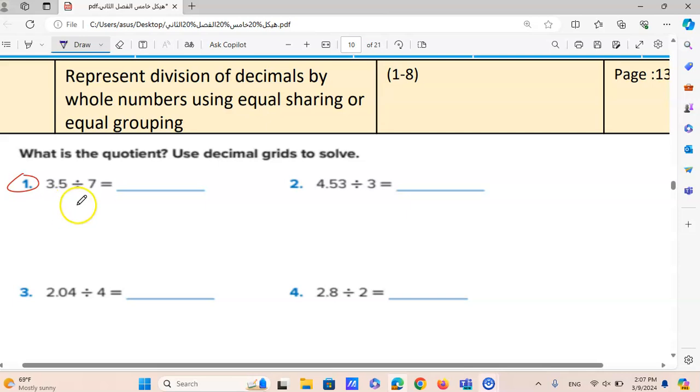Now here is an easy one. As the divisor is a whole number, we don't have any problems. You can say 35, remove the decimal point and put it back again.